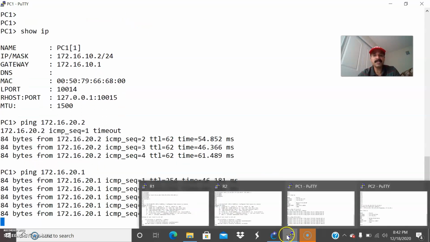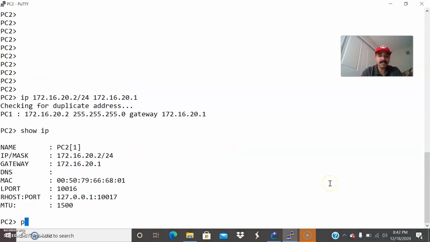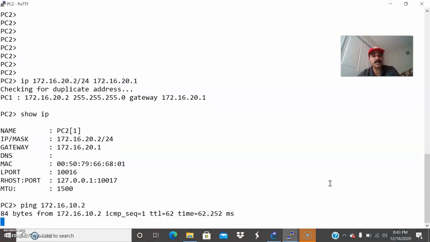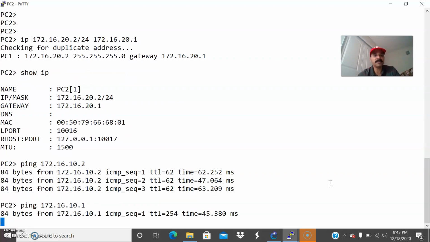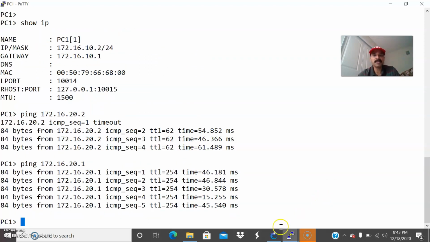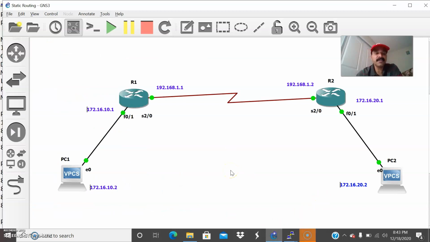Similarly, go to PC2 and check PC1, 172.16.10.2. I am able to ping the PC1 IP address, and similarly check the gateway 10.1. We are able to reach it. So this is how we configure the static route. First I have to configure the directly connected interfaces, then I specify the static route. Always keep in mind: ip route followed by the destination network, followed by the subnet mask, then the gateway to reach the network. This is how we configure the static route.